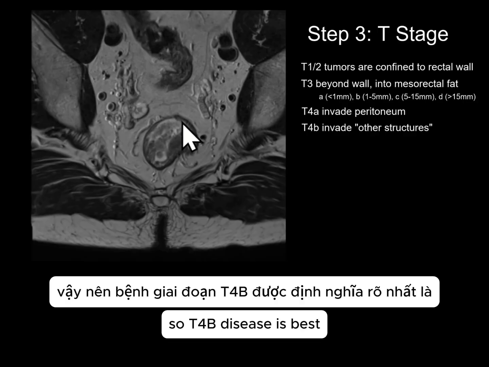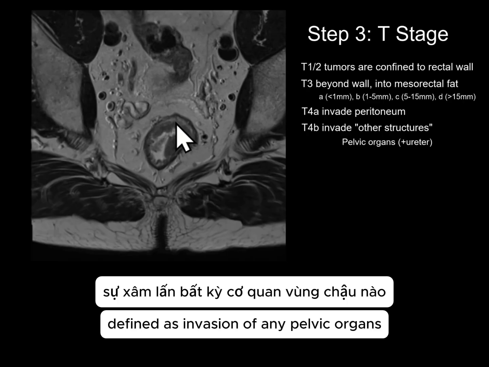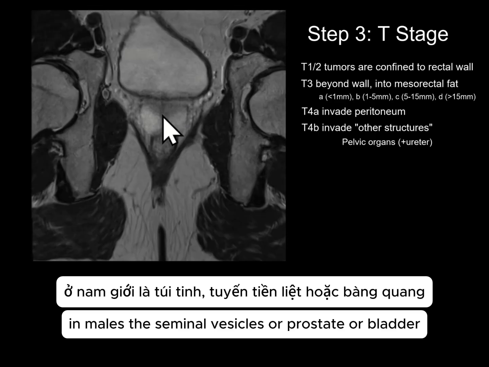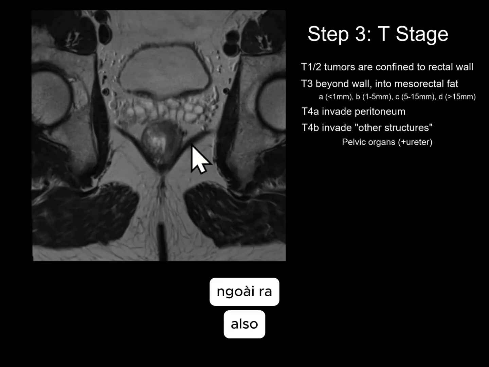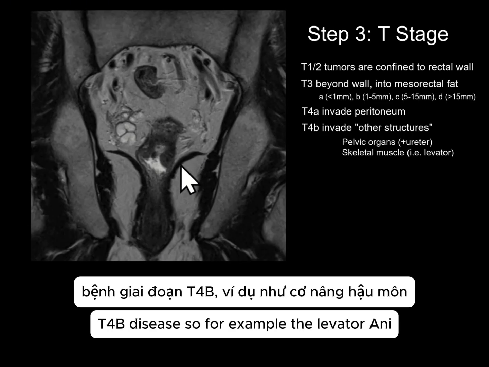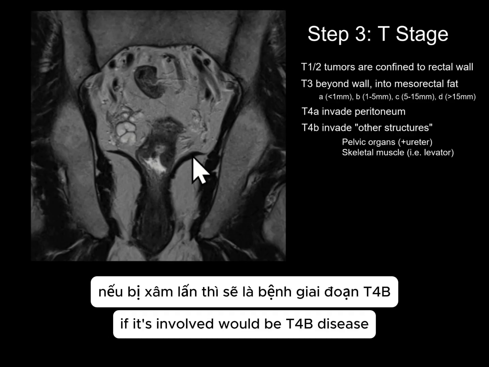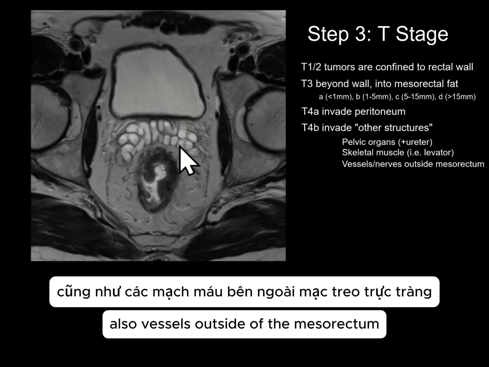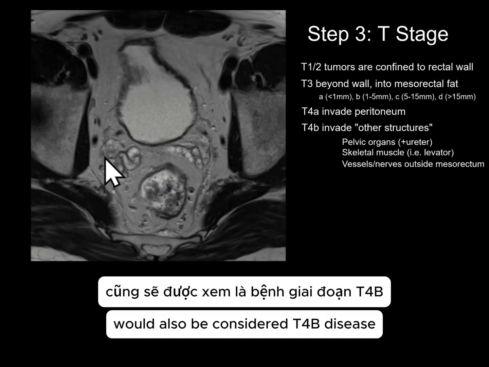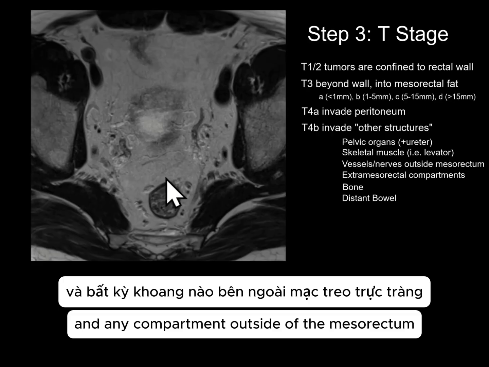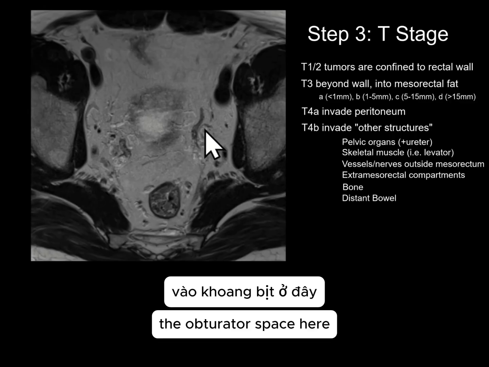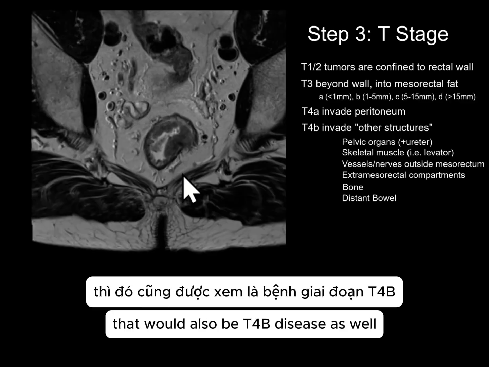So T4B disease is best defined as invasion of any pelvic organs like the uterus, vagina, in males the seminal vesicles or prostate, or bladder. Also, any skeletal muscle involvement is considered T4B disease. So for example, the levator ani, if it's involved, would be T4B disease. Also, vessels outside of the mesorectum, so pelvic sidewall vessels, would be considered T4B disease, and any compartment outside of the mesorectum. So for example, if the tumor were to directly invade the obturator space here, that would also be T4B disease.